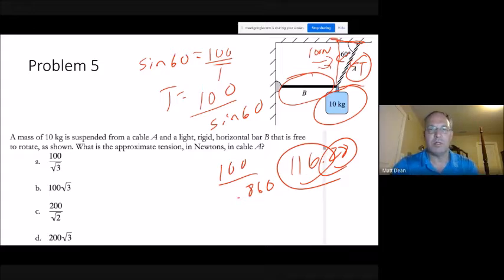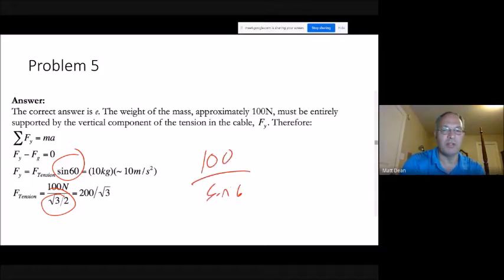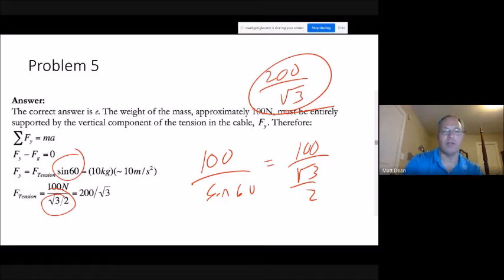So let's say we said the sine of 60 equals 100 over tension. Tension equals. Okay, so yeah, I just miscalculated. The sine of 60 is the square root of 3 over 2. So if we take 100 over the sine of 60, that's 100 over the square root of 3 over 2. We can flip that 2 up to the top. So it'd be 200 over the square root of 3. So I must have plugged some numbers into the calculator wrong there.